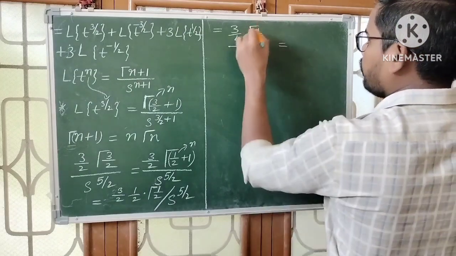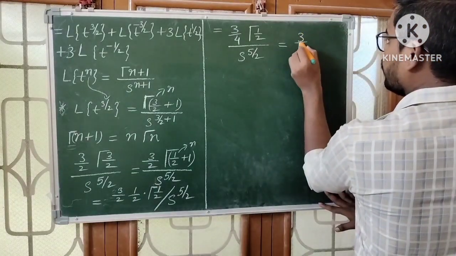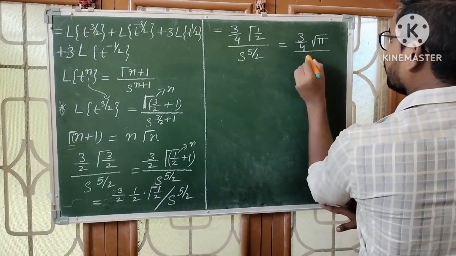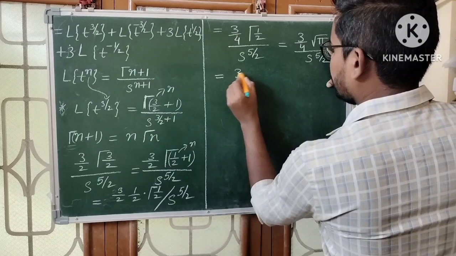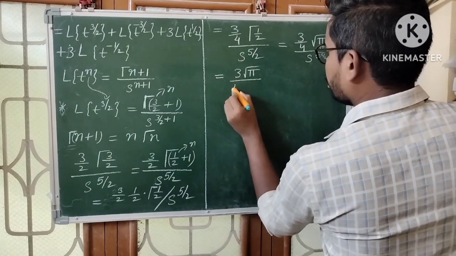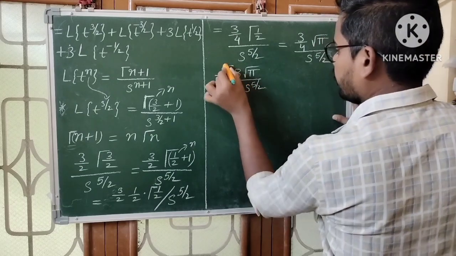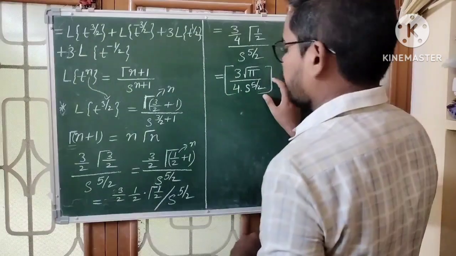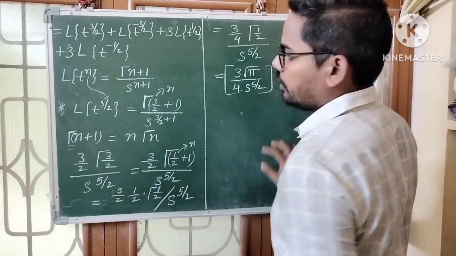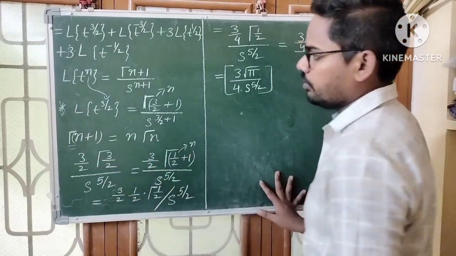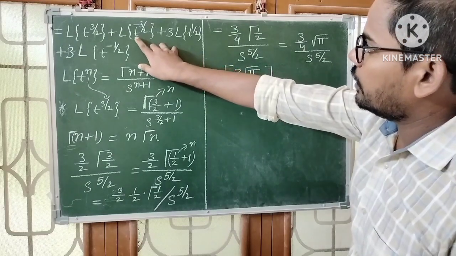So gamma 1 by 2 is equal to how much? Gamma standard value. Gamma 1 by 2 is equal to root pi. So 3 by 4 root pi by s power 5 by 2. Okay. So we can write it as 3 root pi by 4 into s power 5 by 2. So this is the value of Laplace transform of t power 3 by 2. Laplace transform of t power 3 by 2 is 3 root pi by 4 into s power 5 by 2. Similarly, let us calculate this value.